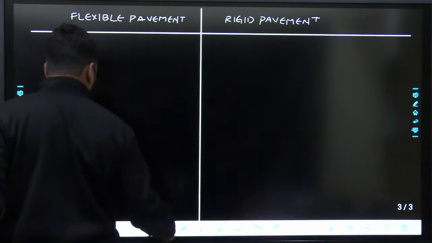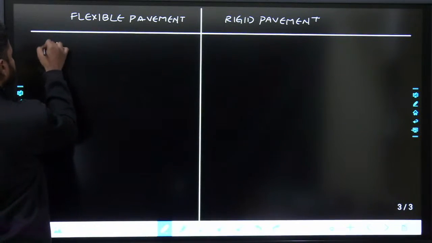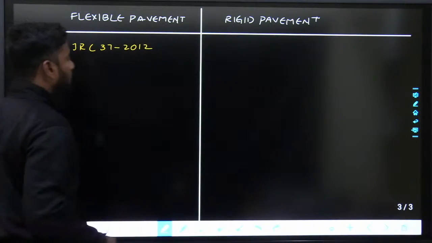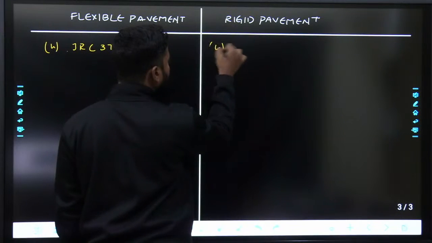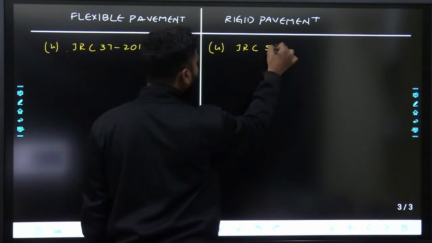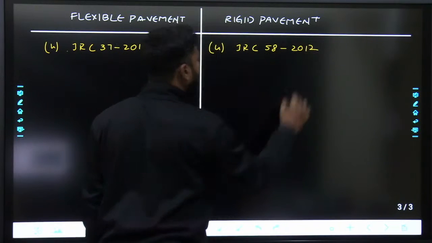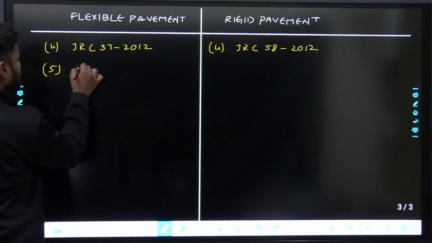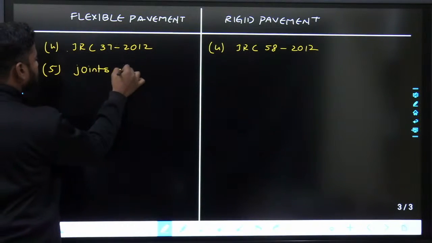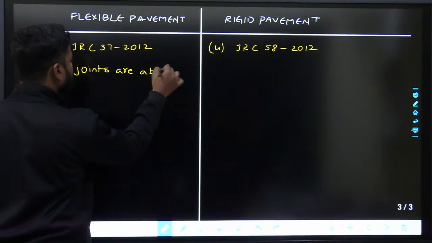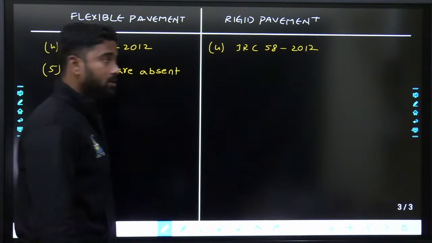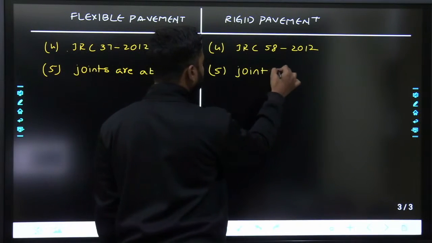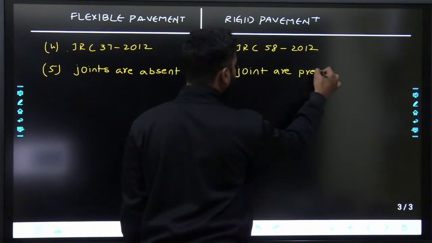The code generally used for design of flexible pavements is IRC 37-2012, and the code generally used for rigid pavement is IRC 58-2012. And here you don't see any joints. Joints are absent, whereas here joints are present.